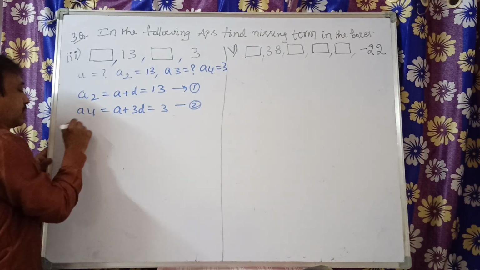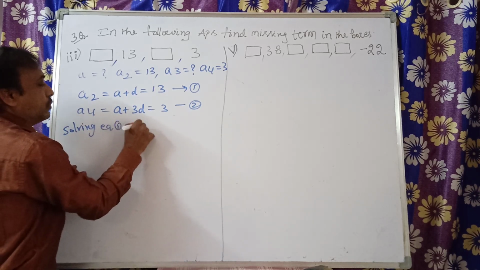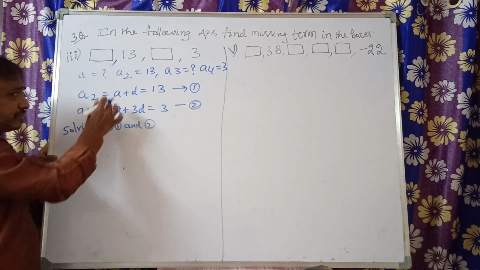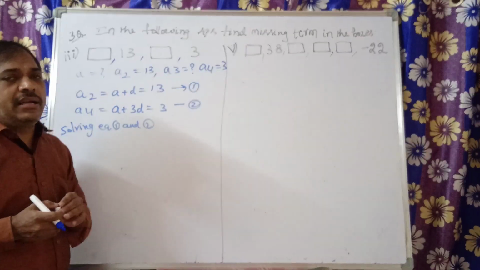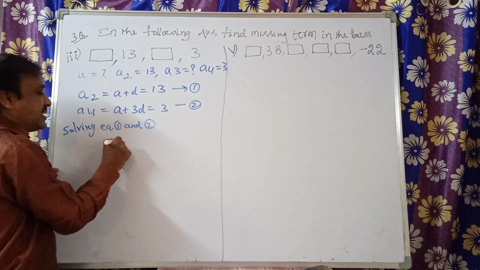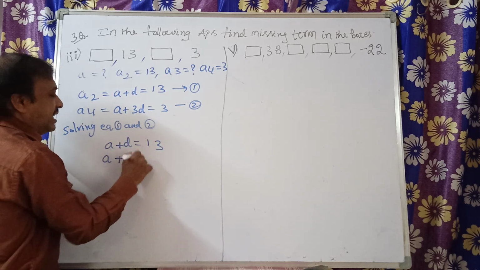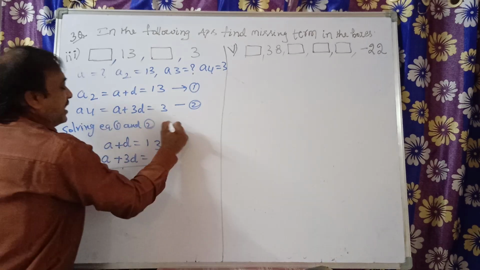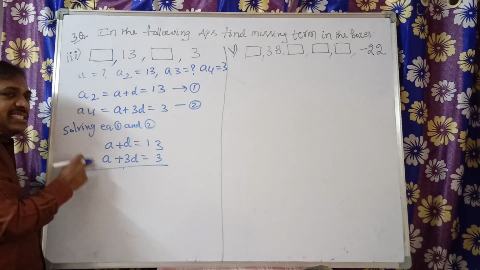So solving equation 1 and 2, solving in a sense by subtraction, the elimination method which you get in the third chapter, a pair of linear equations in two variables, that we discuss later. Now A plus D is equal to 13 and A plus 3D is equal to 3. Observe it, I am subtracting from the first equation. The first equation is this, the second equation is this. So from the first equation I am subtracting the second equation.